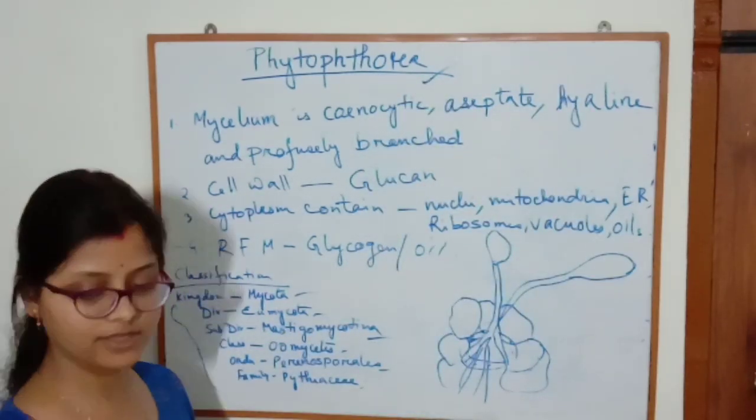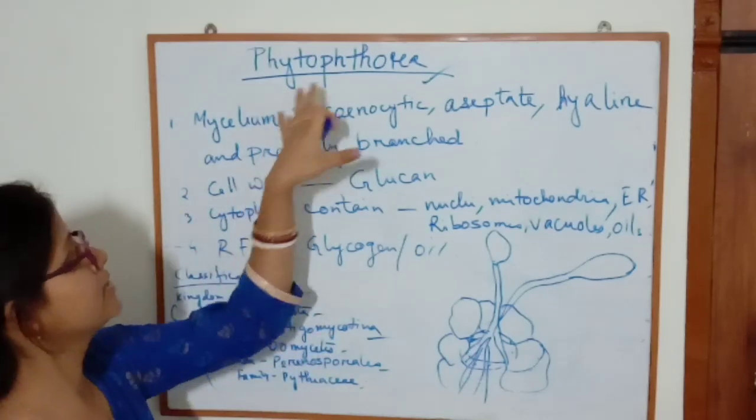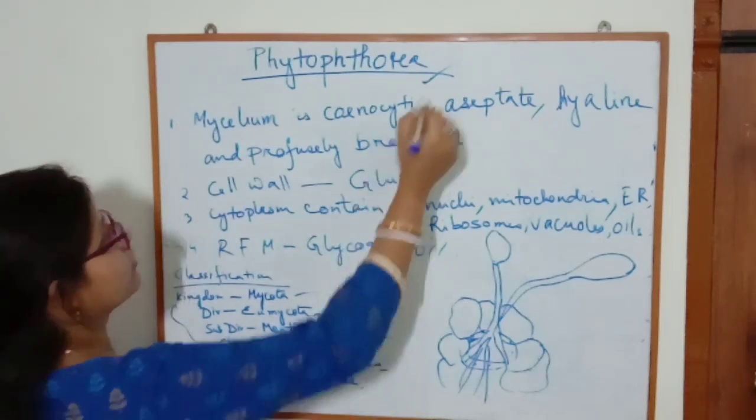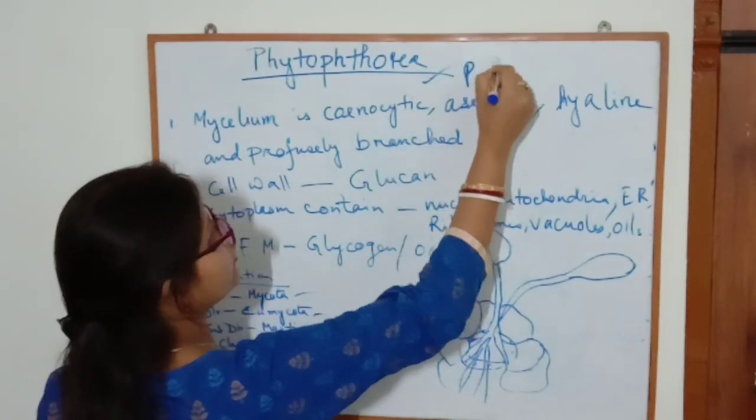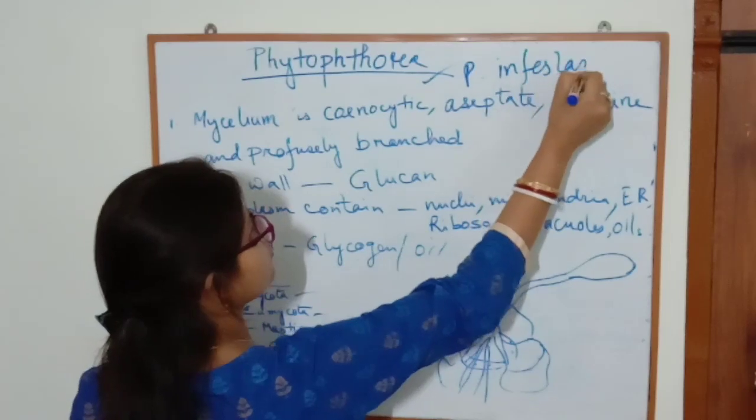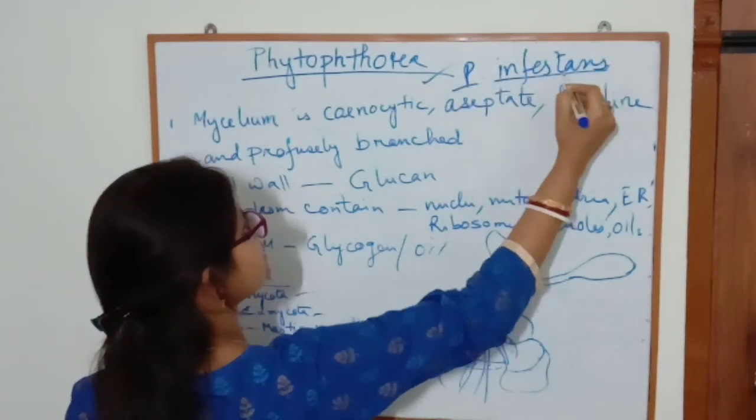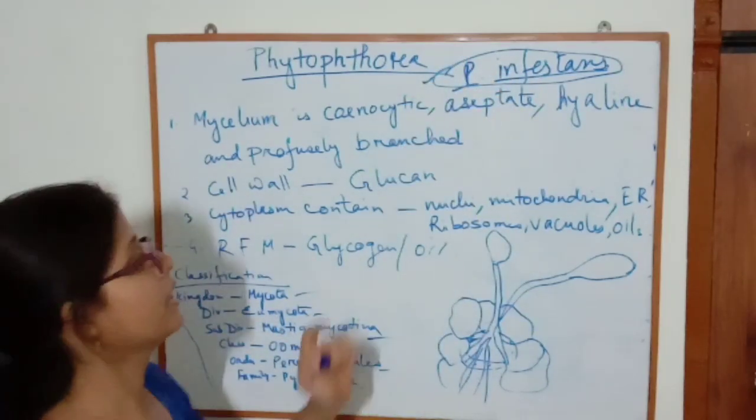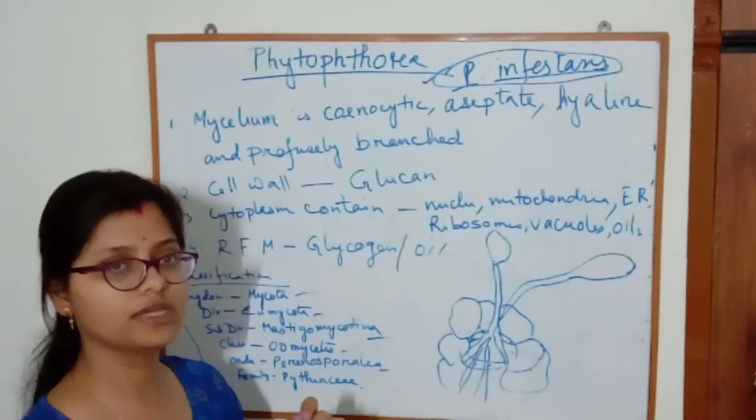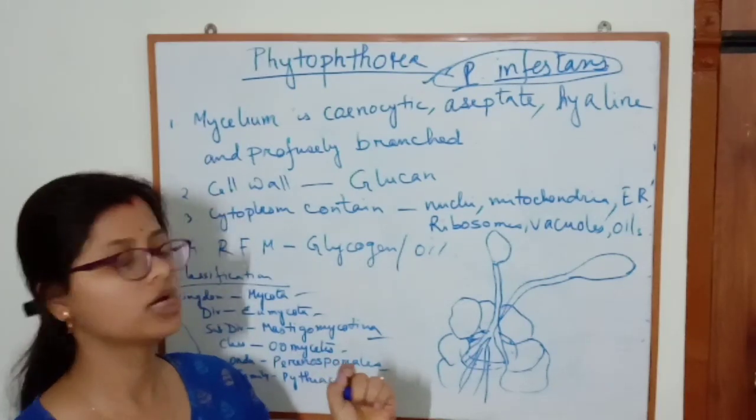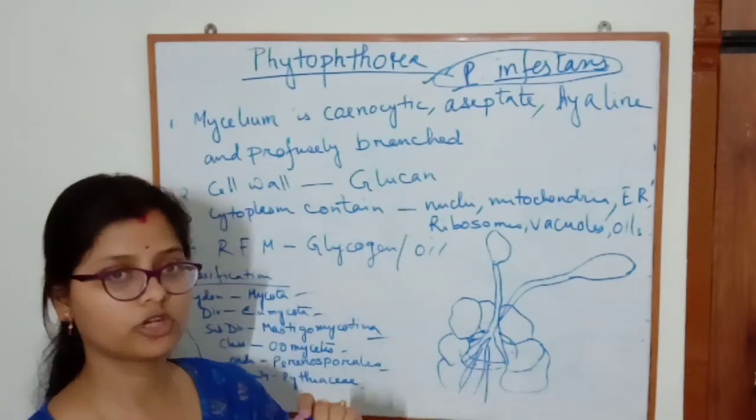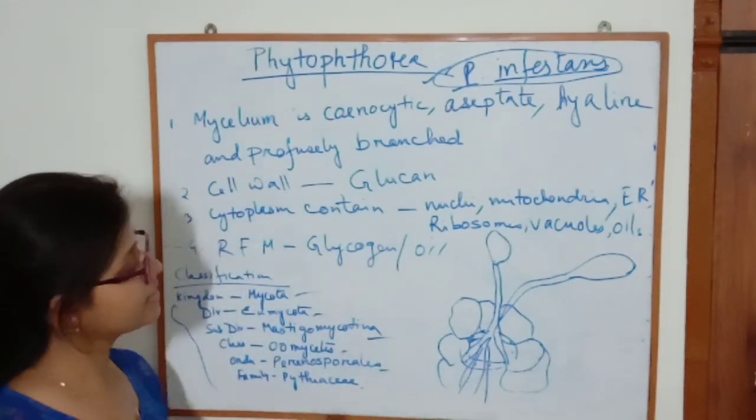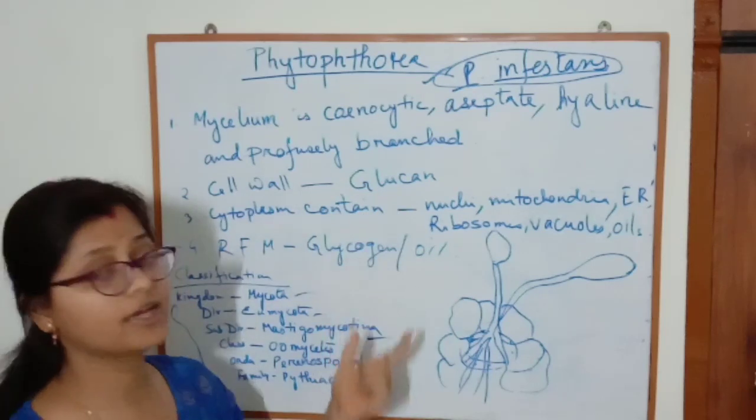There are many species in the genus Phytophthora, and the most common species is Phytophthora infestans. This species is very common. It causes a disease, the late blight of potato. It infects the leaf of the potato, and the name of the disease is late blight of potato. So let us come to the life cycle of Phytophthora.